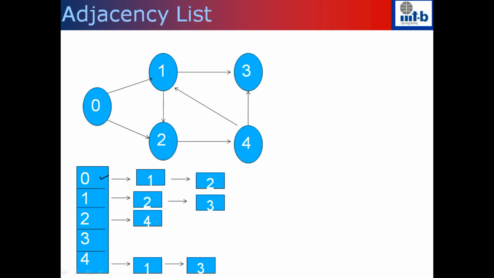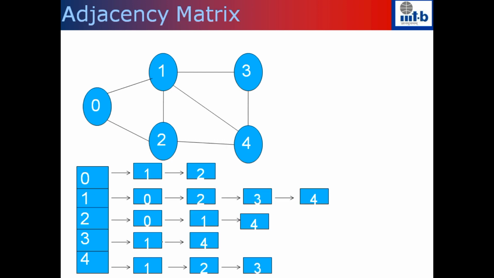So the total amount of space required to represent the graph in this representation is order n plus m. I have to create an array, which takes order n, and for every edge I have exactly one node in the linked list. So this is order n plus m. Exactly the same definition holds true for an undirected graph.